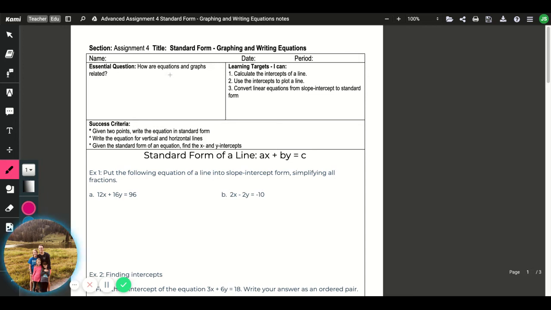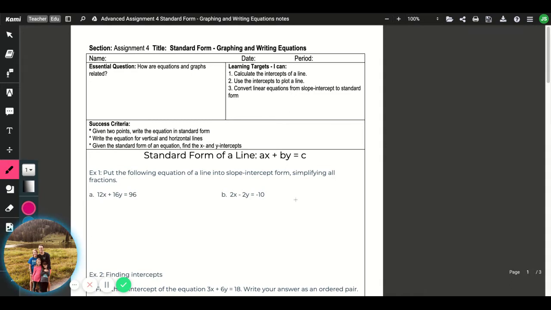Assignment 4. We are moving on to standard form now, which is the third and final form of a line for us. Not final, but for us, this is the last one we're doing this year. So learning targets, you need to be able to calculate the intercepts of a line, use the intercepts to plot a line, and convert linear equations from slope-intercept into standard form, or from standard form into slope-intercept. So we should be able to go both ways.